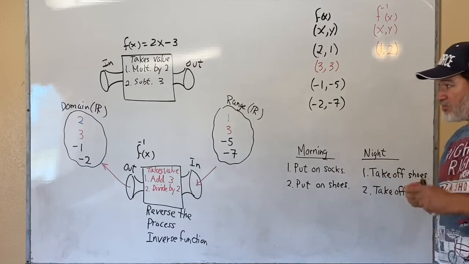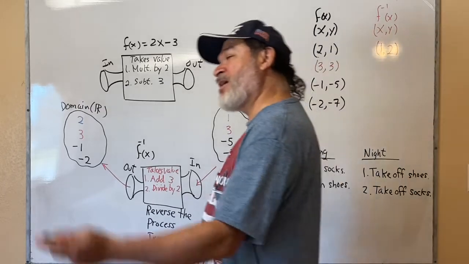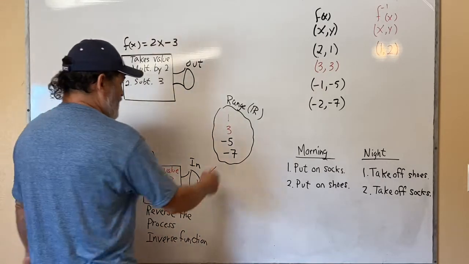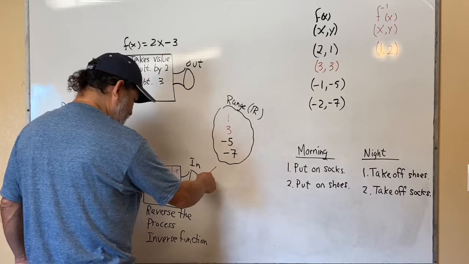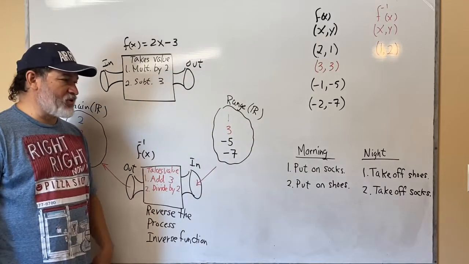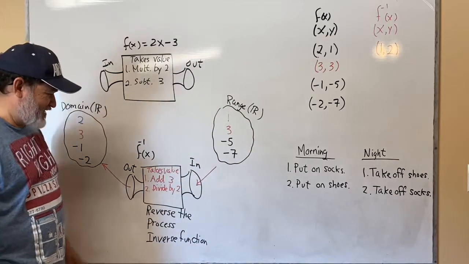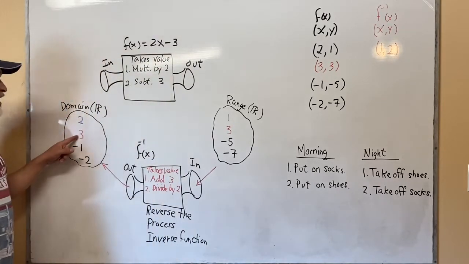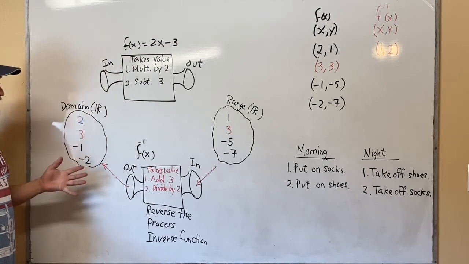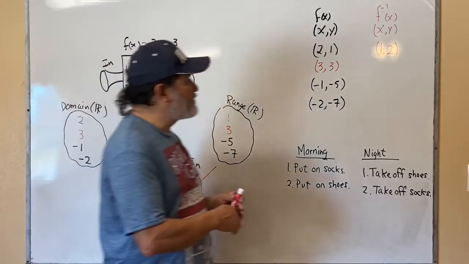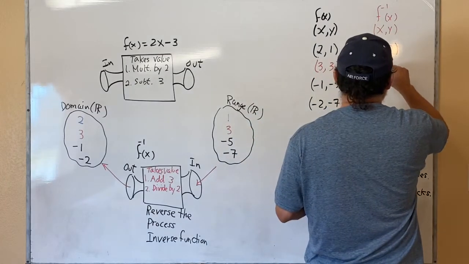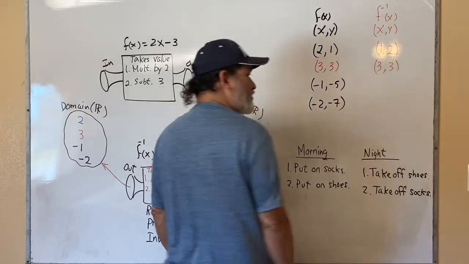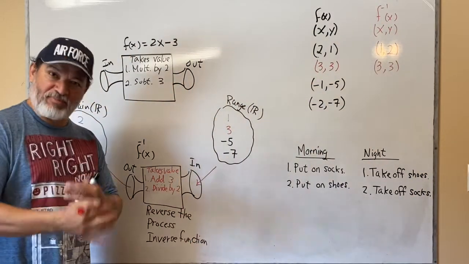Okay? There you go. Let's try it again. A 3 goes inside. Add 3. What's 3 plus 3? 6 divided by 2. What's 6 divided by 2? 3. A 3 comes out. It's working. A 3 goes in, and a 3 came out. That's an ordered pair for the inverse. Okay, it's reversing the process.